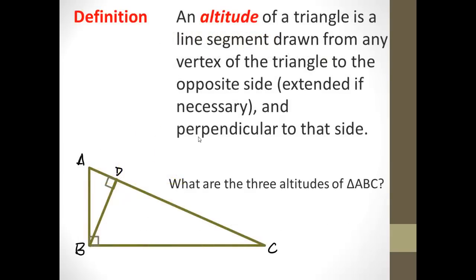Okay, so the definition. An altitude of a triangle is a line segment drawn from any vertex of the triangle to the opposite side, and in parentheses, extended if necessary. I'll show you what that means in a minute. And perpendicular to that side.